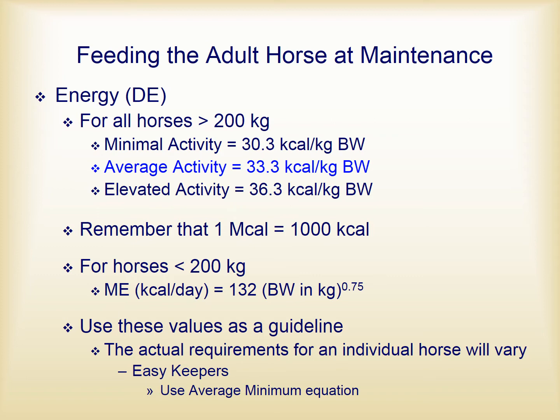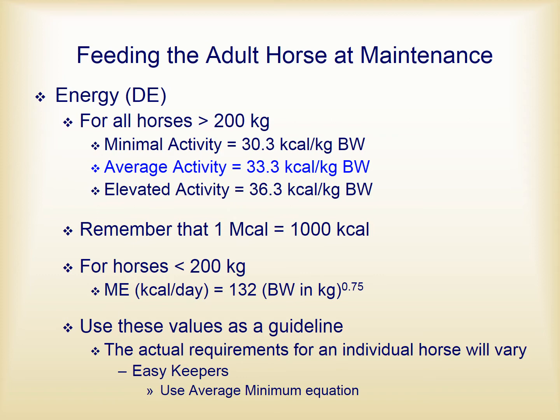Remember that 1 megacalorie equals 1,000 kilocalories, and many times in equine nutrition we'll actually speak about total energy needs in a day on a megacalorie basis. For horses that weigh less than 200 kilograms, and this might be the miniature horses that you may manage, you'd want to use the metabolic energy equation provided. That's metabolizable energy in kilocalories per day is equal to 132 times a horse's body weight in kilograms raised to the 3/4 power. All of these equations should be used as a guideline.